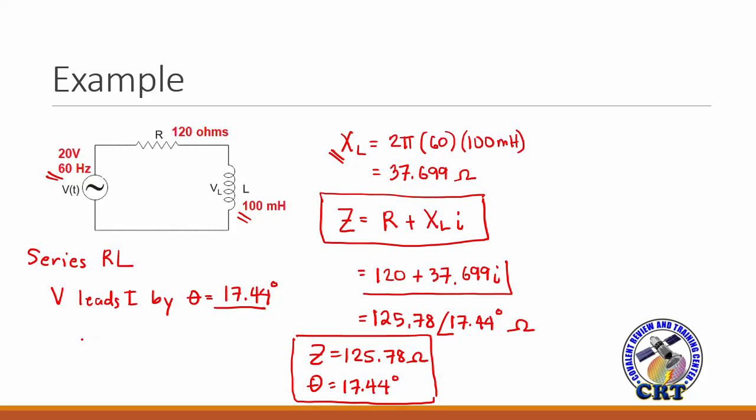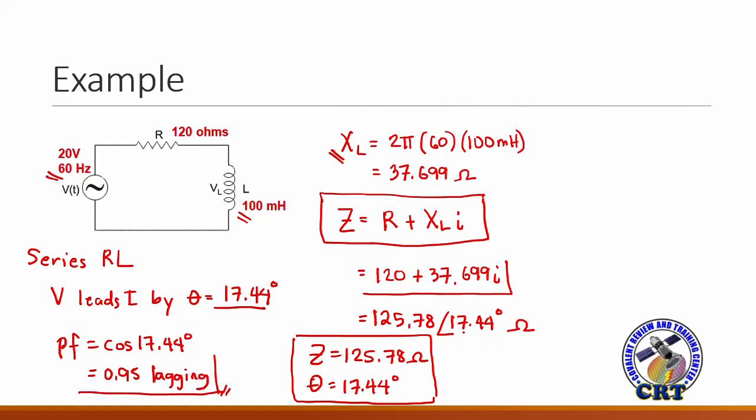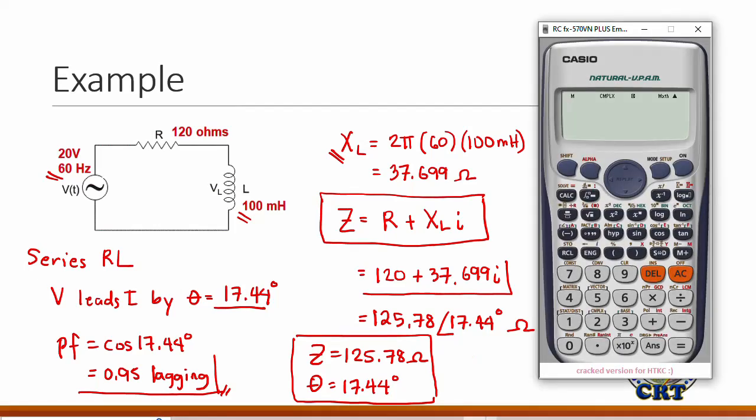We can also solve for the power factor, that is cosine of 17.44 degrees, and that is 0.95. Since this is more inductive, we have to put lagging. That is also the indication of positive theta. You can also use your calculator to double check your answer.